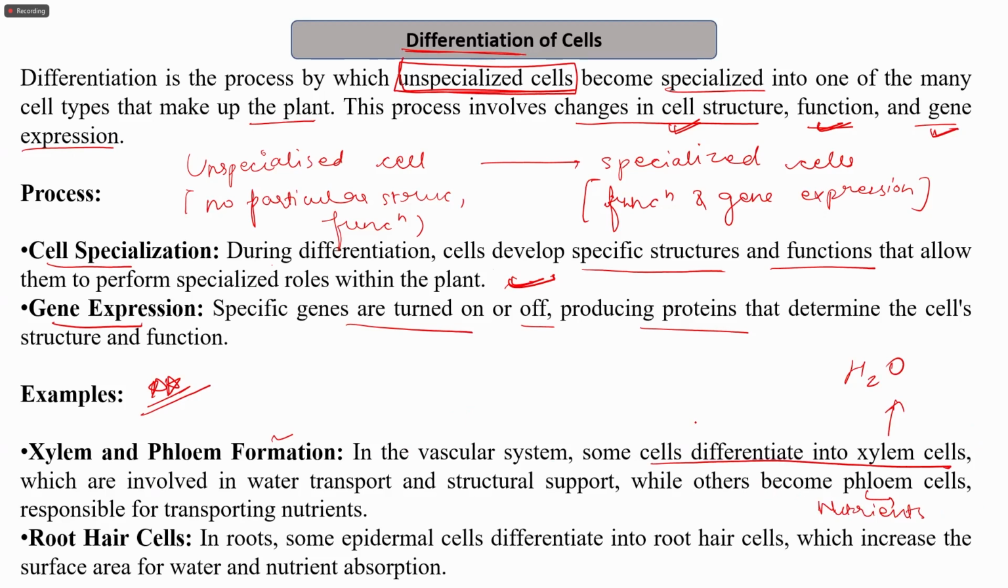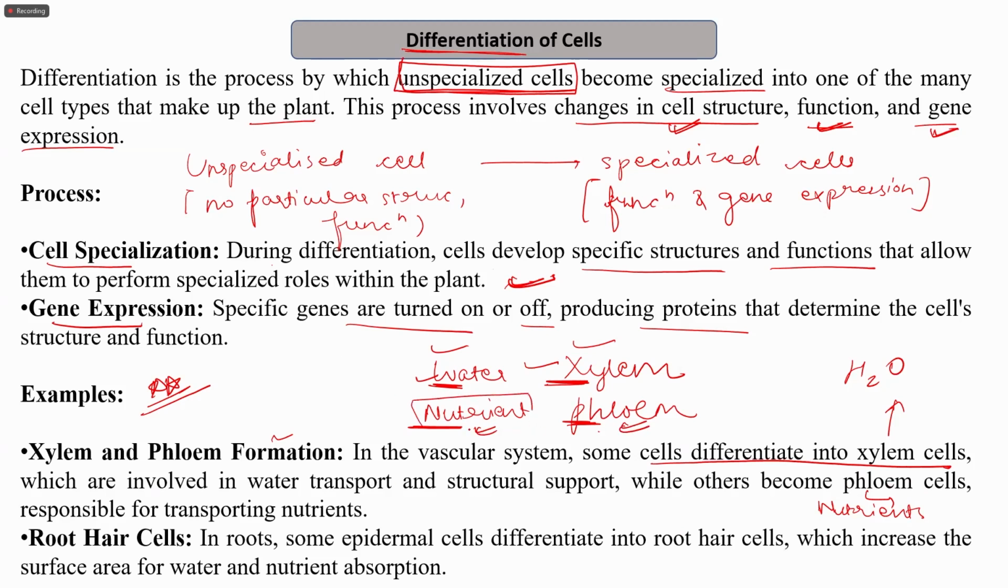In case you forgot, just remember water and xylem. W is close to X. When we study A to Z in alphabetical order, W is close to X. Similarly, if I talk about nutrient and phloem, certain people get confused between these two things. So nutrient, N, is close to P in alphabetical order. So water is close to xylem. Xylem cells are involved in water transportation. This is just a mnemonic for you to remember. And phloem cells are specialized to carry out nutrient transportation.